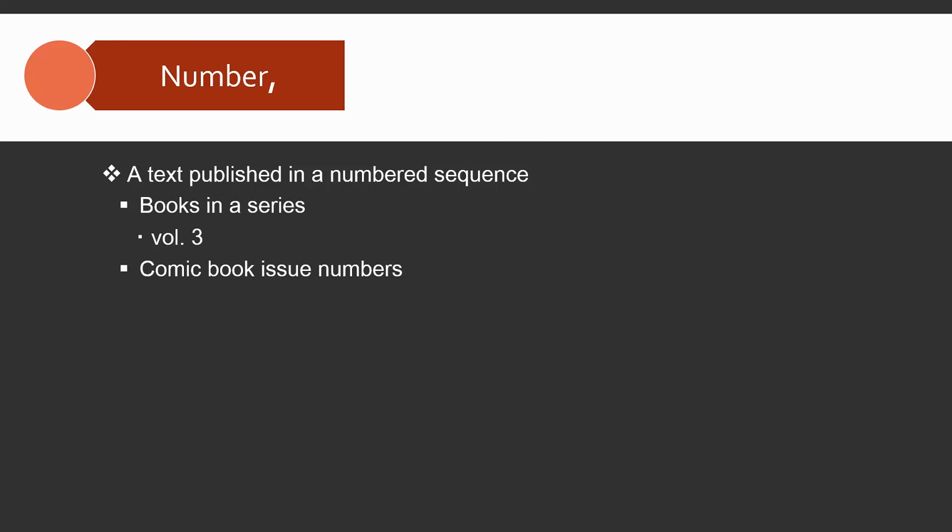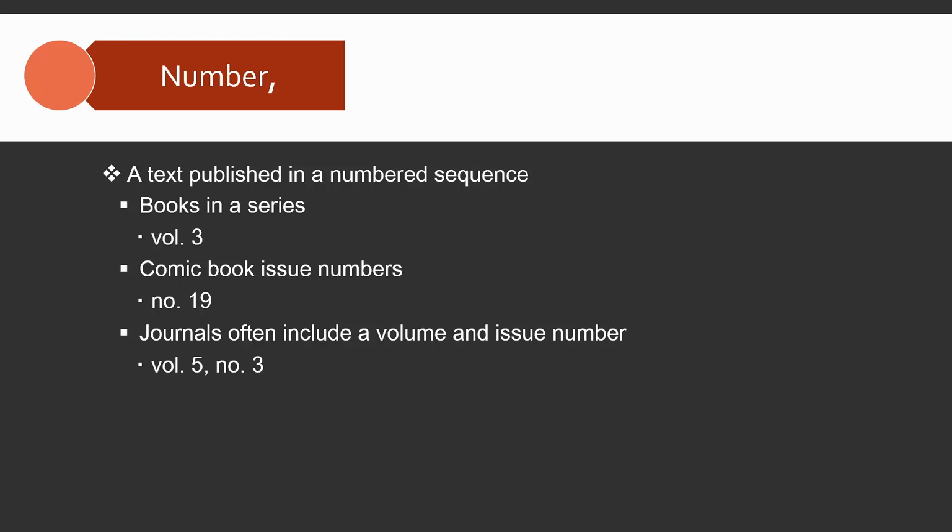A comic book, however, may only have an issue number. To cite the number, abbreviate the word number to the letters no. and place the number after the abbreviation. Journals often include both a volume and an issue number. When a source has both numbers, cite the volume number first, add a comma, and then cite the issue number. Lastly, when citing television episodes, include the season number and the episode number in the citation, but do not abbreviate the words season or episode.